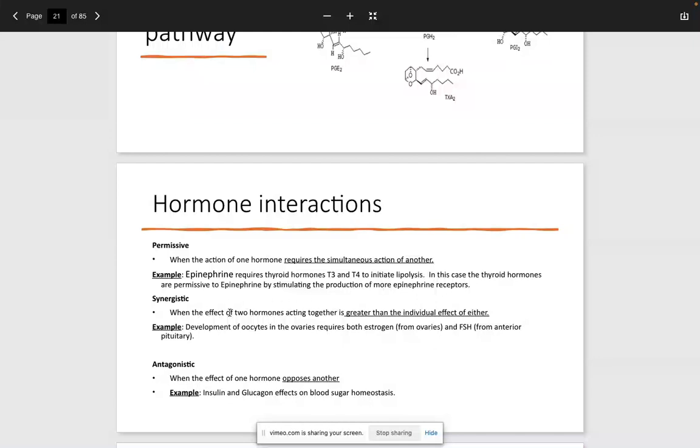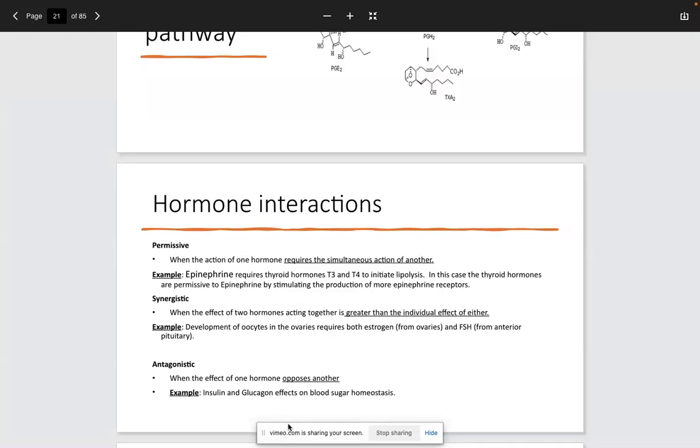Synergistic means additive. Whenever you use the two hormones together, they have a greater effect than if they were used individually. Here's an example. The development of oocytes in the ovaries requires both estrogen and FSH. So whenever FSH is used alone, it doesn't nearly generate that much of an effect. But when estrogen and FSH are present, it generates a great effect.